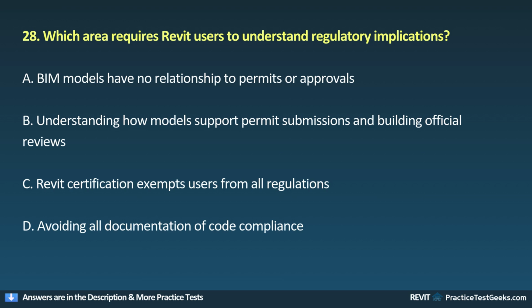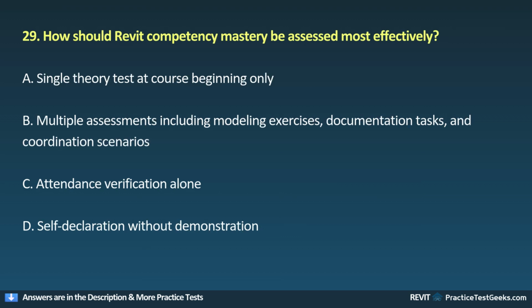A. BIM models have no relationship to permits or approvals. B. Understanding how models support permit submissions and building official reviews. C. Revit certification exempts users from all regulations. D. Avoiding all documentation of code compliance. 29. How should Revit competency mastery be assessed most effectively?